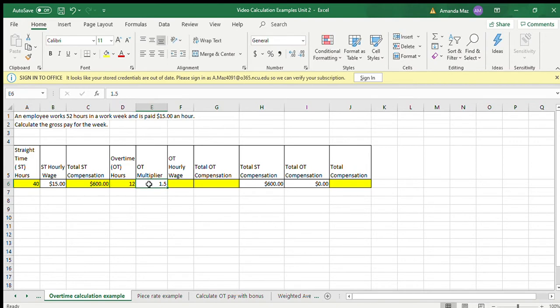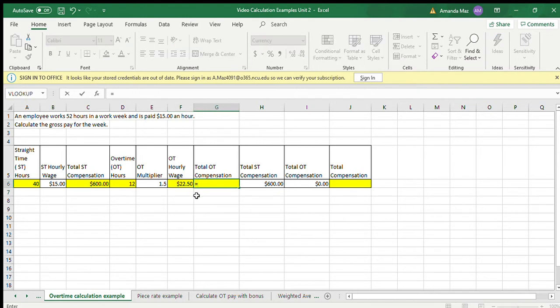And so now the overtime multiplier. This is the time and a half that employees get for working overtime. So let's go ahead and calculate his overtime hourly wage. We'll just go ahead and key in the formula for this one. So he makes $15 an hour times 1.5, so that equals $22.50 an hour for overtime. So that's his time and a half rate.